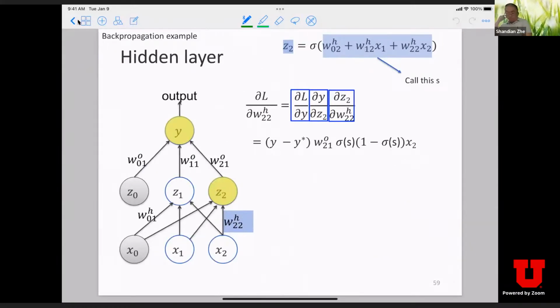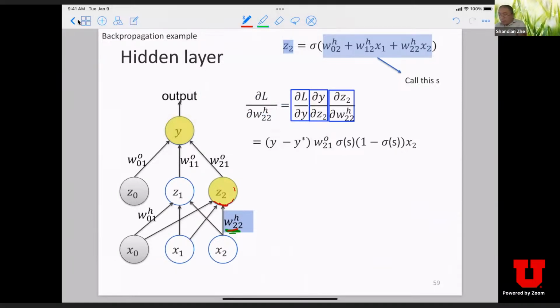So now, going back to the graphical illustration of the chain rule, we want to leverage the graph structure of the neural network to directly finish the computation. As we just mentioned, if you want to compute the partial derivative of L with respect to any edge weight, first look at which node or neuron this edge points to. Here, for W2 to H, the edge points to Z2, the yellow circle.